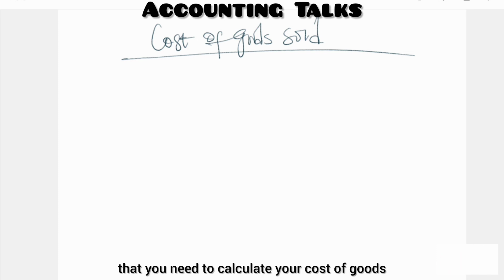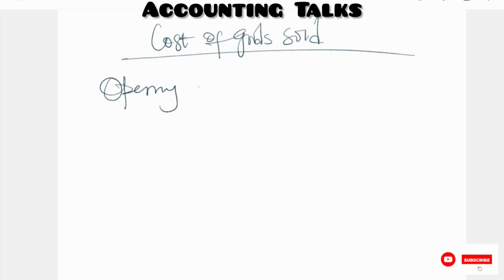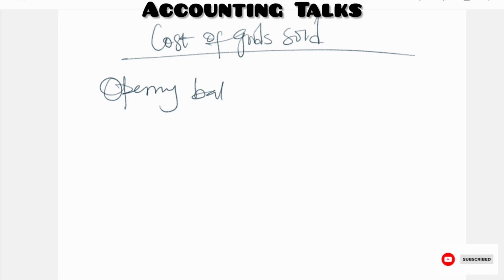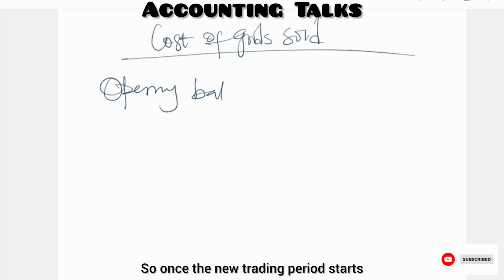So the first thing that you need to calculate your cost of goods sold is opening balance. This is the opening balance of your inventories. Bear in mind that this opening balance is previously the closing stock of the last trading period. So once the new trading period starts, this closing balance becomes opening balance. So you bring it forward, and it becomes opening balance. It was previously your closing balance. Now it is your opening balance.